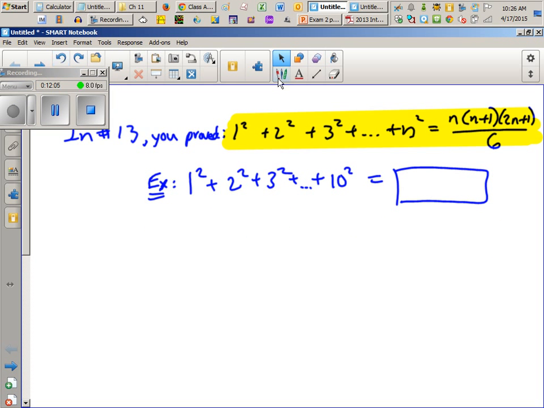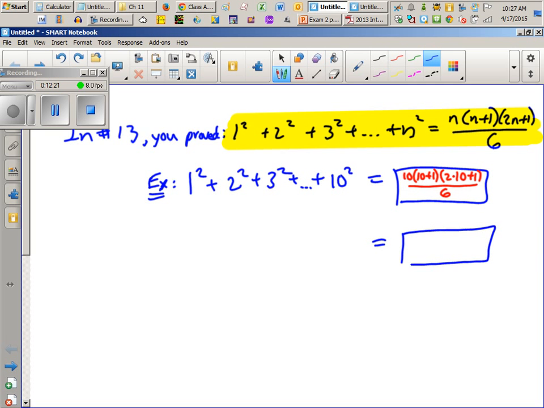Okay, so if n is 10, this formula reads 10 times 10 plus 1 times 2 times 10 plus 1 all over 6. Well, you shouldn't need a calculator for that. That's just 10 times 11 times 21 over 6. 21 is to 6 as 7 is to 2. 10 is to 2 as 5 is to 1. So this basically just becomes 385 because it's 55 times 7.